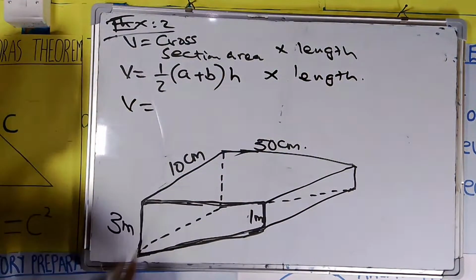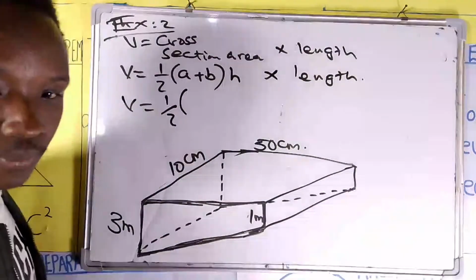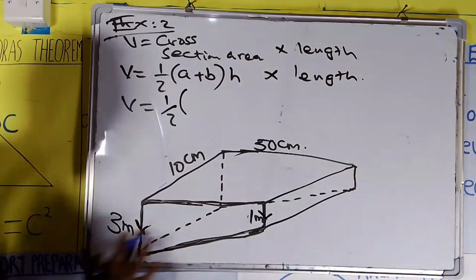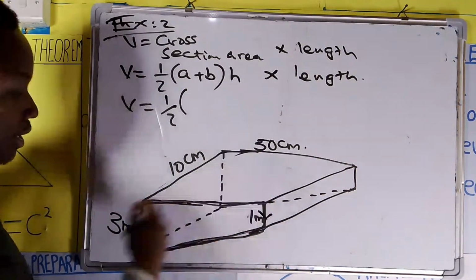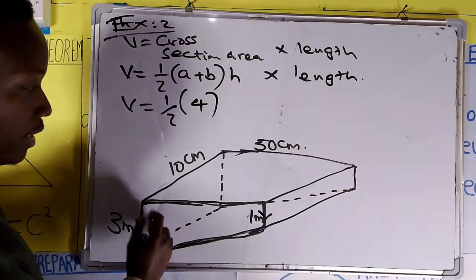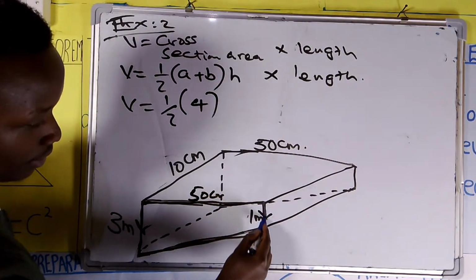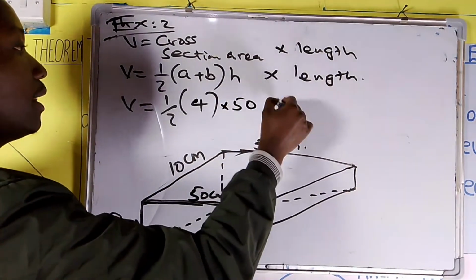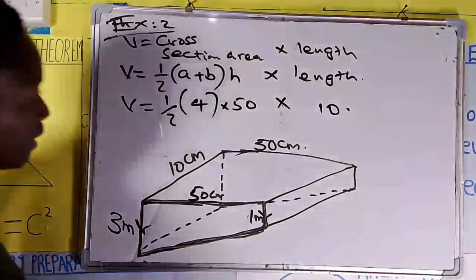So the volume is going to be a half multiplied by A plus B, the sum of these two parallel sides. So it will be 3 plus 1, which is equal to 4. Then multiplied by height. The height of the trapezium is going to be 50. Then we will multiply with the length, which is 10.